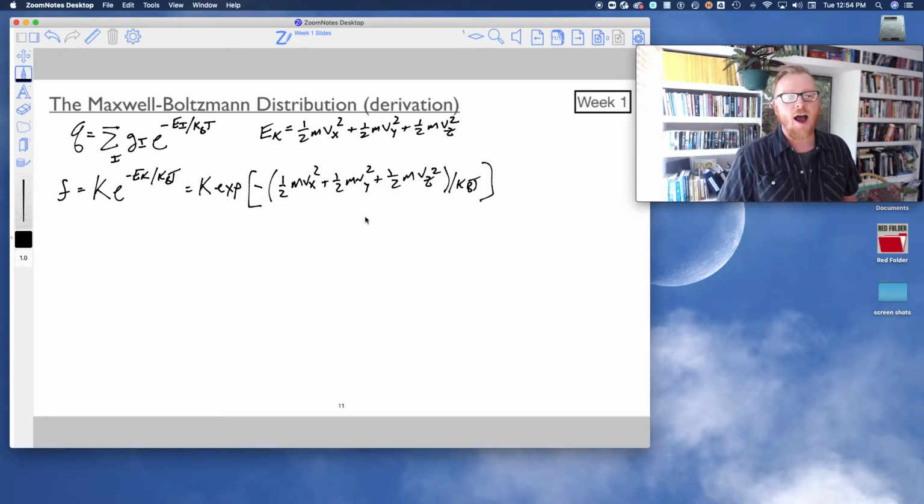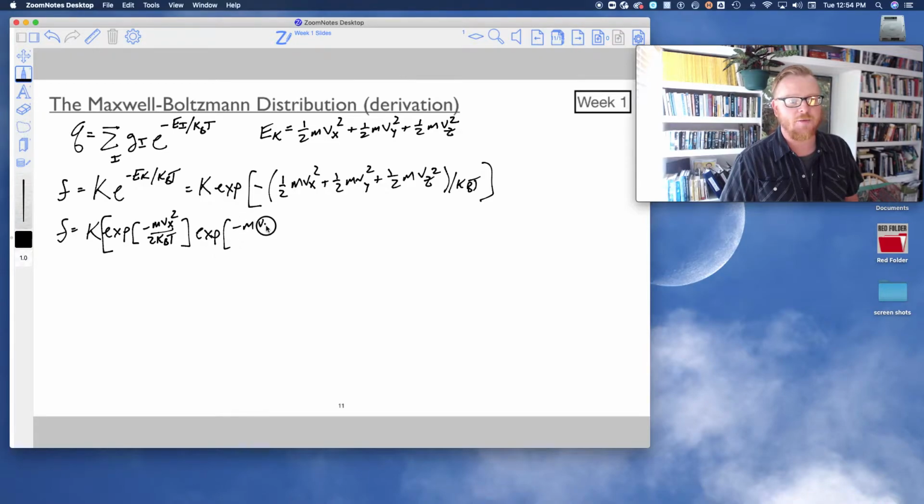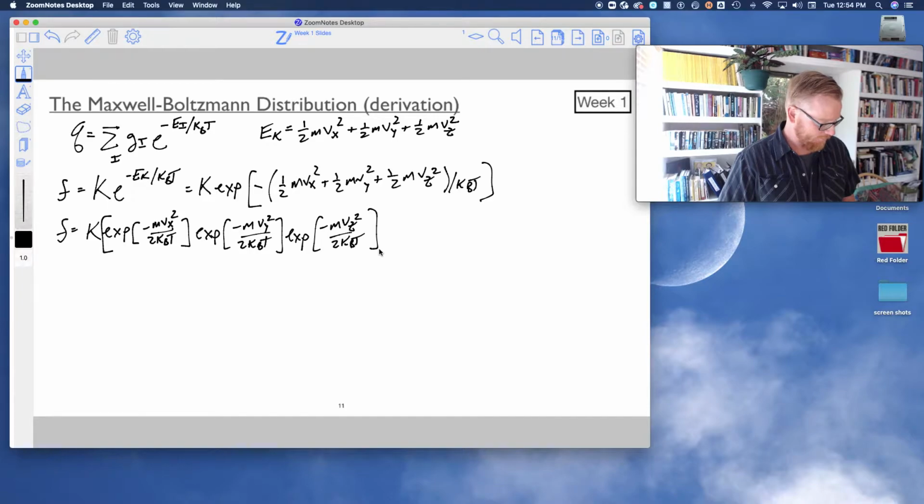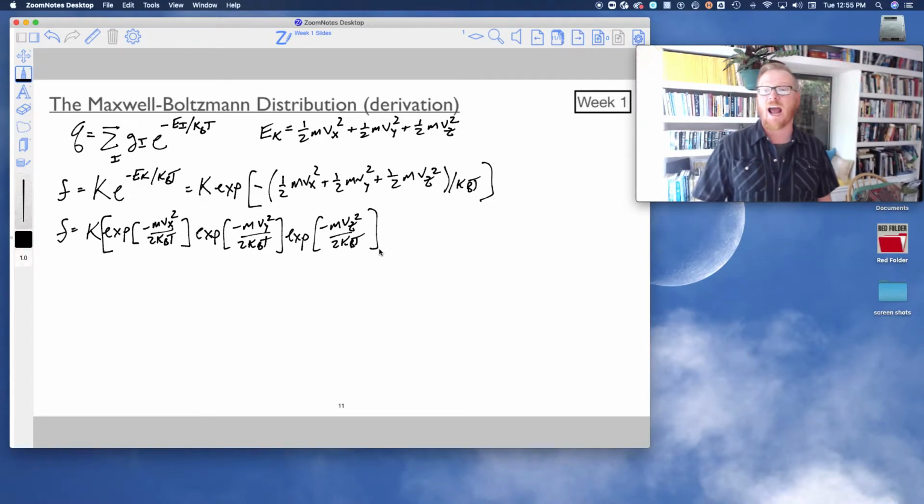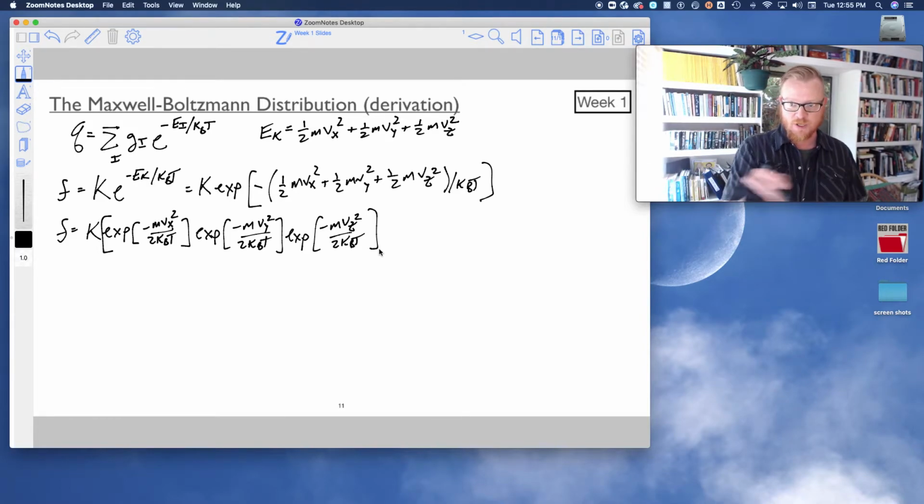And now I can take advantage of an algebraic trick with exponents. So I'm going to separate those out and rewrite my function as K times all this stuff: exp of negative m v_x squared divided by 2 k_B T, times exponential of negative m v_y squared divided by 2 k_B T, times the exponential of negative m v_z squared divided by 2 k_B T. Okay, and so now we can start to see that we're going to have a way of separating those degenerate states, those x, y, z states.